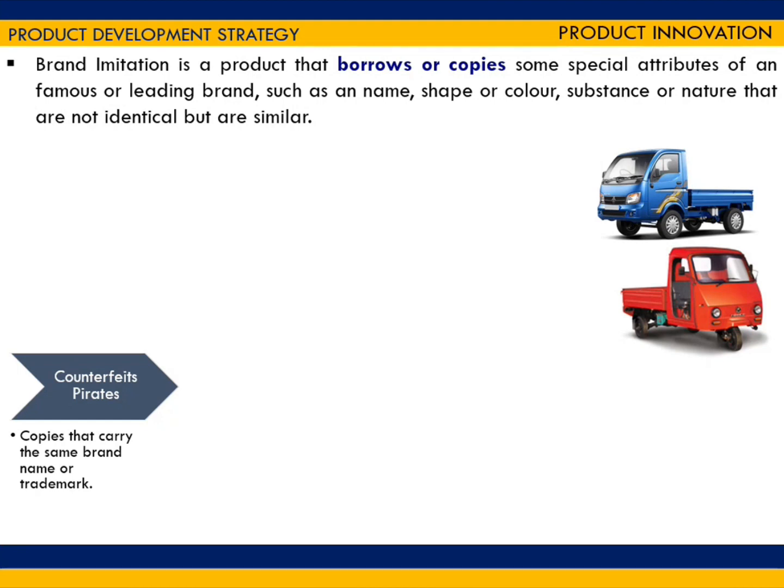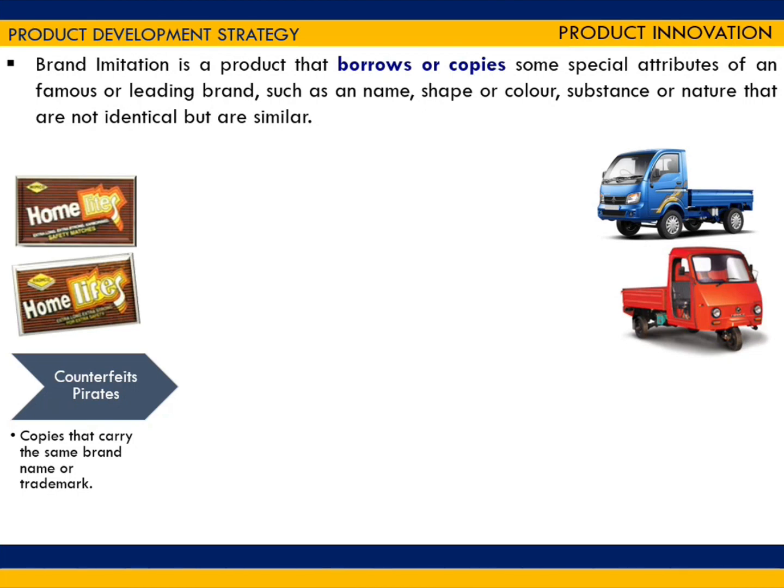What happens here? The copies carry the same brand name or trademark. So they almost look similar, right? You have copied the design and the trademark to make it similar to the original product. So in the case of counterfeits, definitely it's illegal. This is a matchbox. It might look the same, but there is a difference. One is Home Lights and the one below that is Home Lives. So obviously this is illegal, you go to jail. But such products do exist, even though it's illegal.